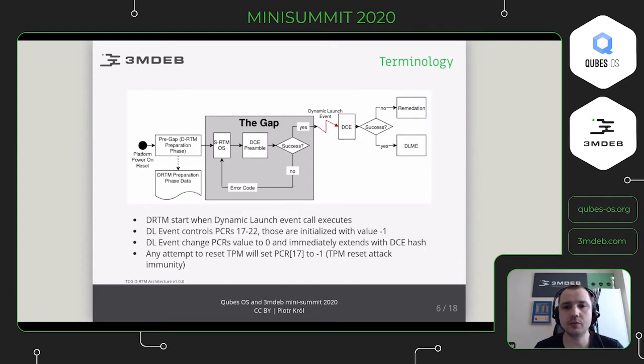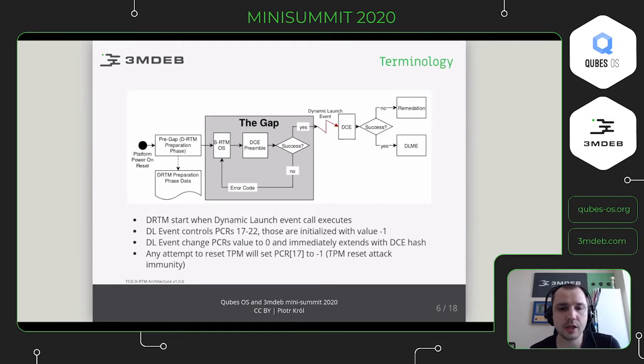And if the dynamic configuration environment succeeds, we can run the full dynamically launched measured environment, which means that we have some operating system or some application that was fully measured and securely executed thanks to the trust that we have in those special instructions, senter or skinit. So the DL event, thanks to those instructions and how they are implemented, extends the PCRs 17 to 22 in the TPM.